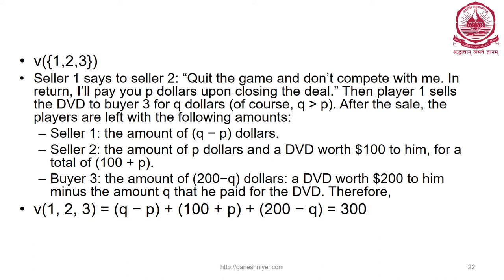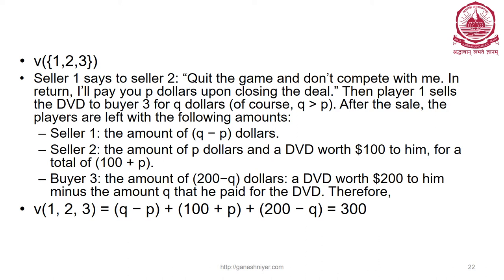Seller 1 says to seller 2, quit the game and don't compete with me. In return, I will pay you P dollars upon closing the deal. And 1 sells the DVD to the buyer for Q dollars, Q greater than P. So seller 1 gets Q minus P, seller 2 gets 100 plus P, and buyer 3 gets 200 minus Q. So the total worth will be 300.